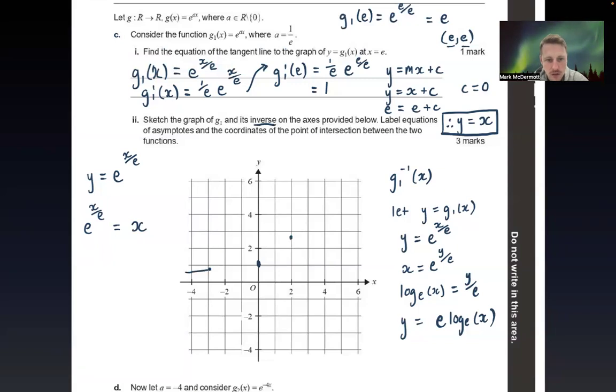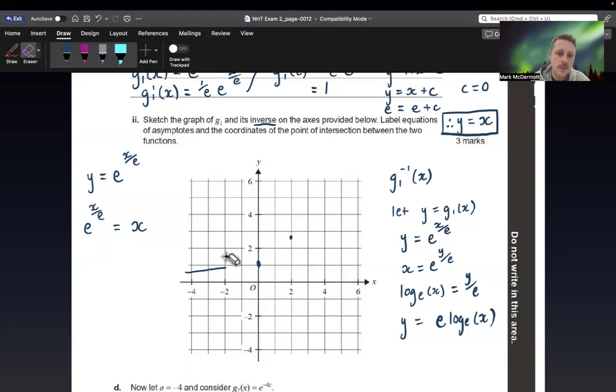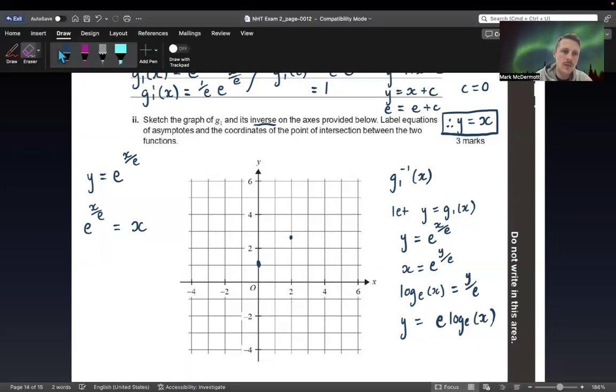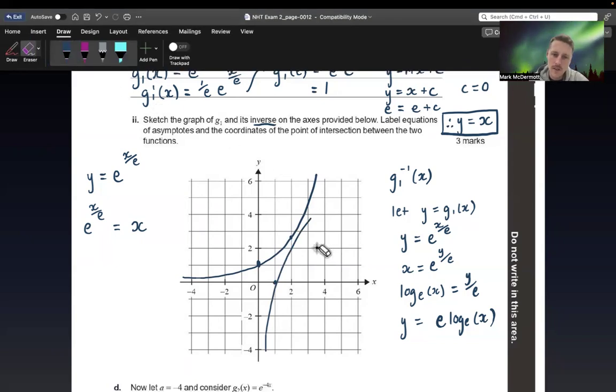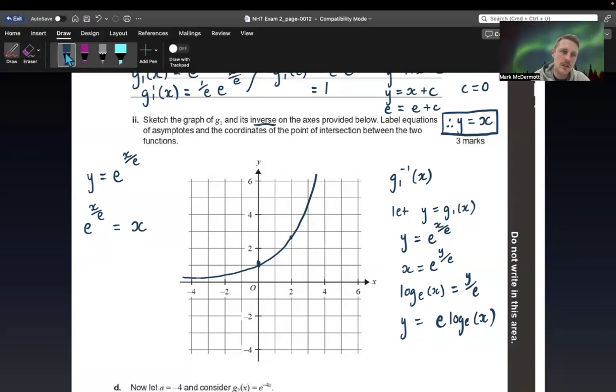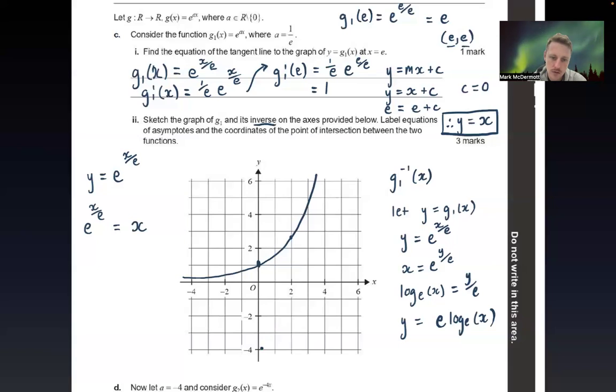So this graph needs to go through 0, 1. And then this one needs to go through 1, 0, and then intersect at E, E. This is the most frustrating exam I think I've ever done. Maybe it's hard because I'm doing it on a computer. This is at E, E. Okay, label the intercepts. So that's at 0, 1, and this is at 1, 0.